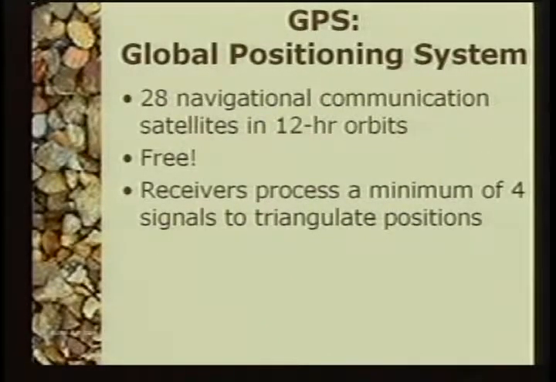The GPS, or Global Positioning System, is used a lot more commonly now. There are 28 navigational communication satellites within 12-hour orbits around the Earth. The good news is that it's a free system. And the handheld GPS units have come down in price considerably, where you can get, for just around $100 or slightly more, a pretty good unit. Of course, you can spend a lot more than that if you choose. Now, the receivers must process a minimum of 4 signals to triangulate the position.